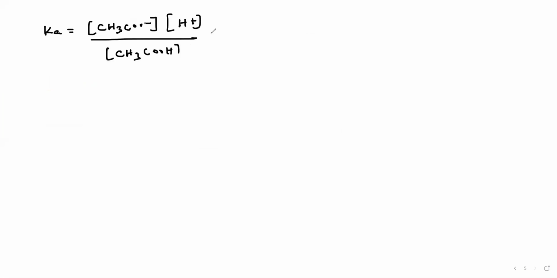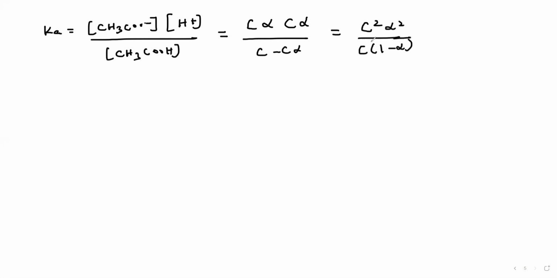Now let us substitute the values, so I'll go to the next slide. What is the Ka value? Ka is equal to the concentration of acetate, CH3COO minus, times H plus, divided by CH3COOH. The concentration of acetate is C alpha, H plus is C alpha, and acetic acid is C minus C alpha. Multiply: C square into alpha square. Take C common: C times 1 minus alpha. Now C cancels, so the value is C alpha square divided by 1 minus alpha.